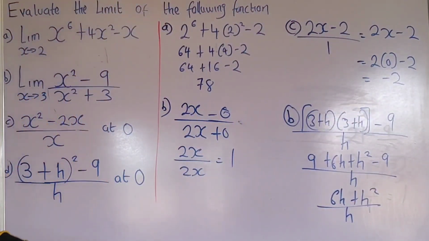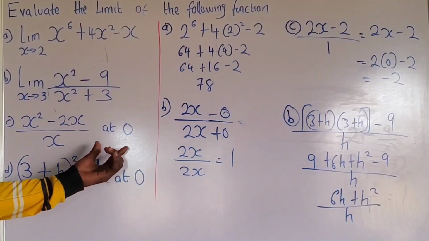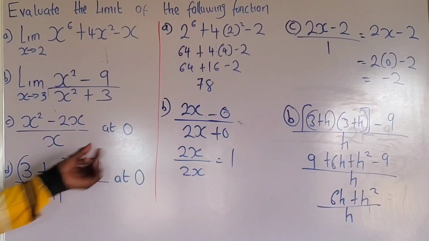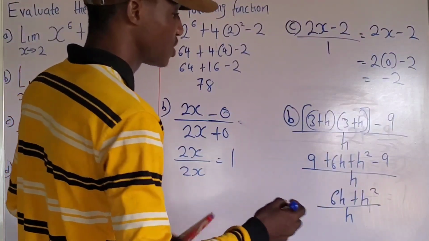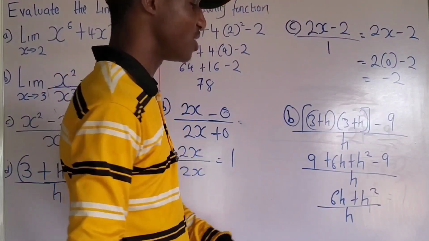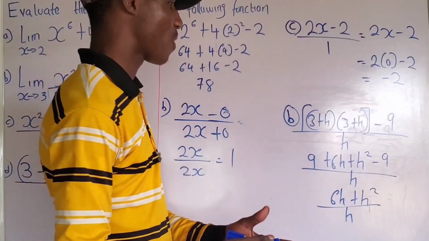Now, having gotten to this point, I'm very sure you are aware, if you substitute the value of h as 0, you're going to discover that you're going to have 0 over 0, which is indeterminate. So you have to use L'Hospital rule. Like I said, using L'Hospital rule, we have to differentiate the numerator and the denominator individually.